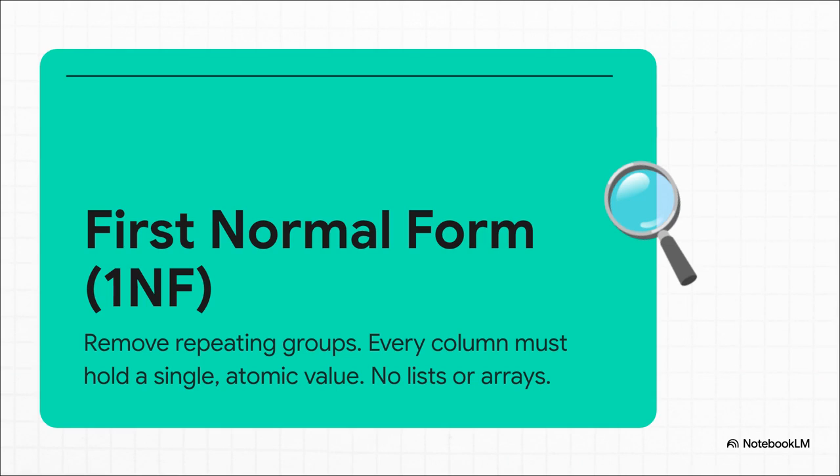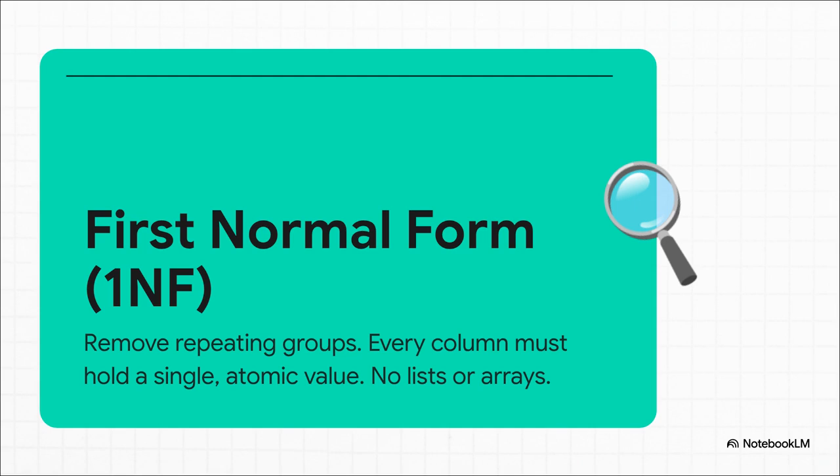All right, the first step is called first normal form, or 1NF for short, and it's all about one super simple rule: atomicity. All that means is that every single cell in your table can only hold one single piece of information. That's it. No more comma-separated lists, no more jumbled-up text blobs.